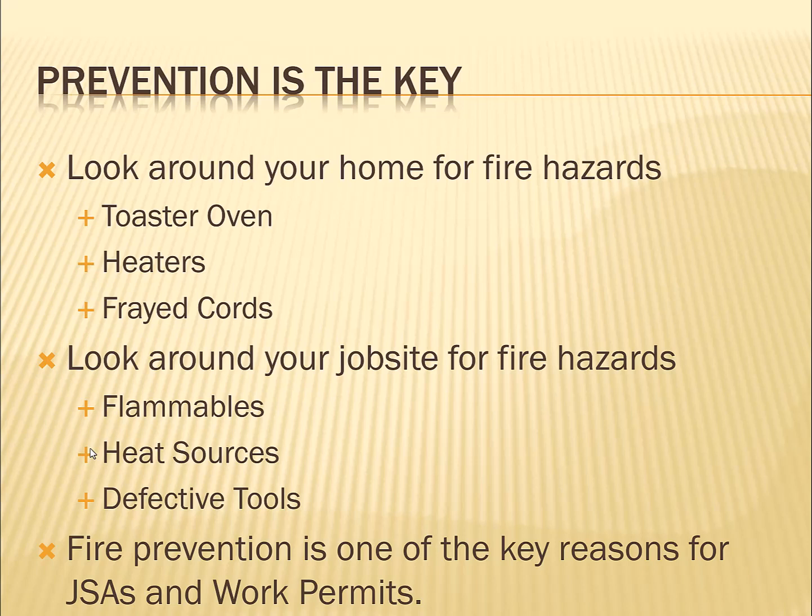So a big part of job safety systems is we set up things like JSAs, job safety analysis processes, where we analyze each of the steps of a job and try to figure out what the hazard issues, what the dangerous issues are at each step along the way. And one big part of that is often fire prevention. And the same thing with work permits.